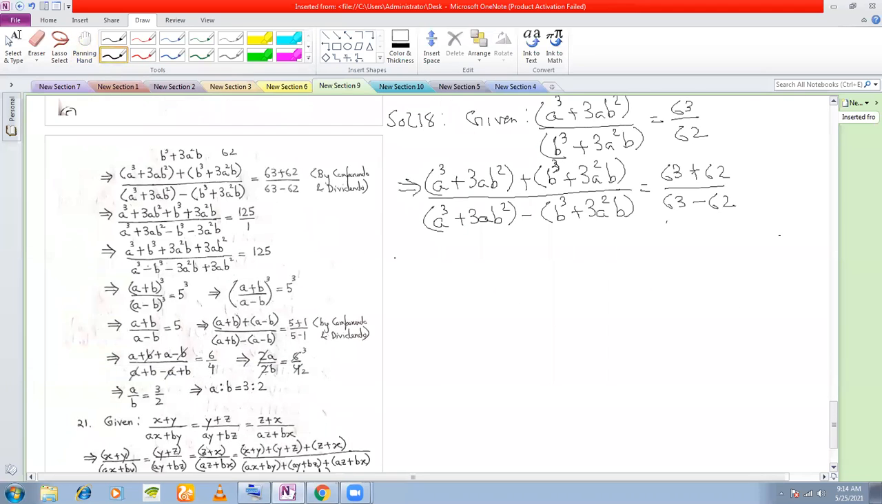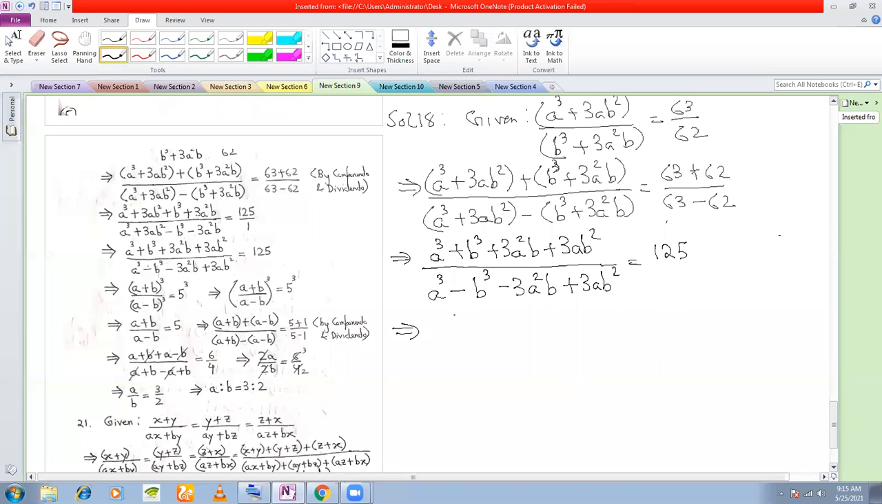Now we open the brackets on the left hand side. In the numerator: a cube plus b cube plus thrice a square b plus thrice a b square. Opening and rearranging, in the denominator, when you open the brackets, the plus b cube becomes minus b cube, and plus 3a square b becomes minus 3a square b, and plus 3ab square remains the same, is equal to 125.